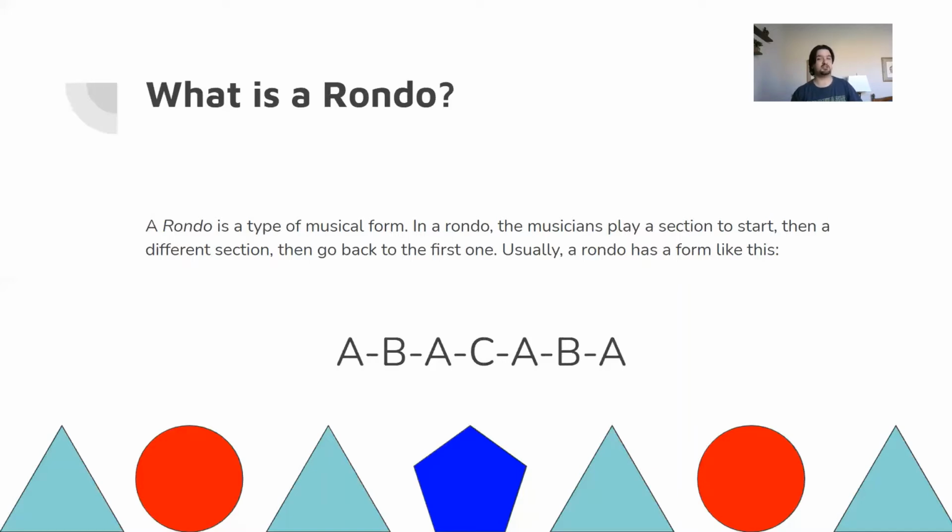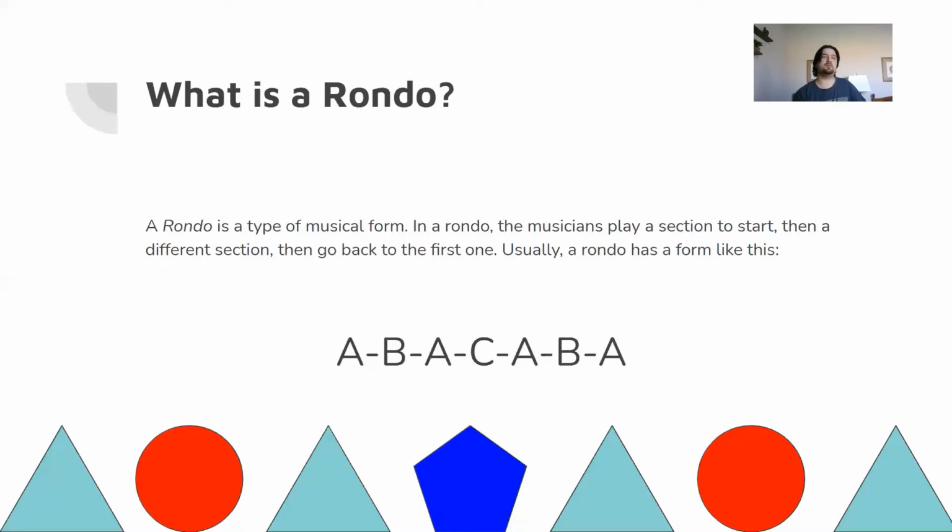Sometimes you have even more sections like D, E, or F. Sometimes it just goes A, B, A, B, A, B, A, B, A. But that's what it's called, a rondo. Think of it like things going around, a rondo. You go around, O, back to A. That's how I always remember it.